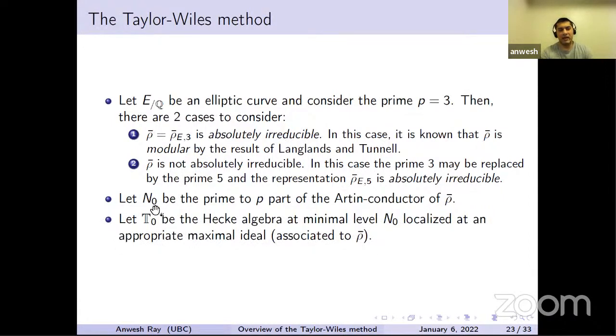And associated to this minimal level N naught, we have the associated Hecke algebra. So we take this Hecke algebra generated by Hecke operators, and we specify the level to be N naught. And then once again, we localize it at a suitable maximal ideal. Just like we did before, we pick the suitable maximal ideal associated to rho bar, and we localize at this maximal ideal. So we get something that could potentially look like a deformation ring. For instance, it's local, it's complete, it's noetherian, it has all those nice properties.